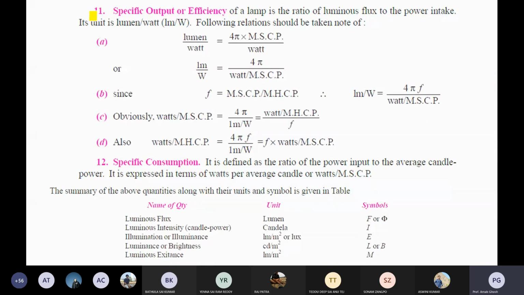Tomorrow I'll discuss some laws of illumination. Tomorrow I'll take an extra class from 11:45, in between 11:45 and 12, and the class will start and continue up to 1. Those who are interested can attend. The next portion I'll discuss in my next class, tomorrow, Wednesday's class, based on the laws of illumination. So thank you.